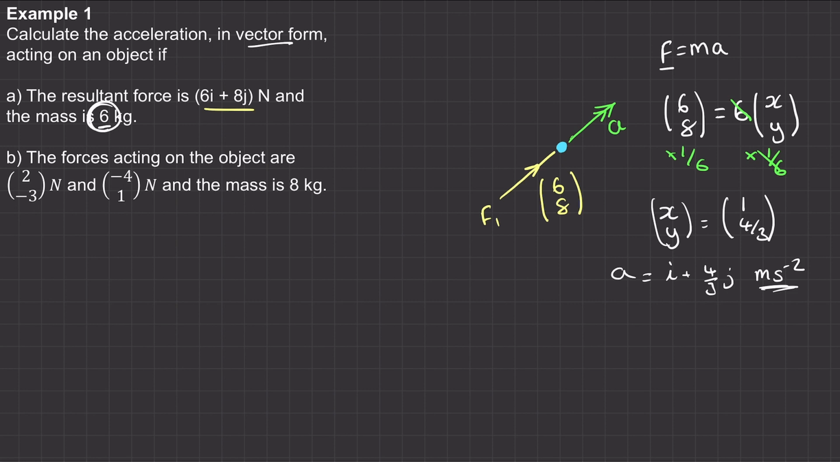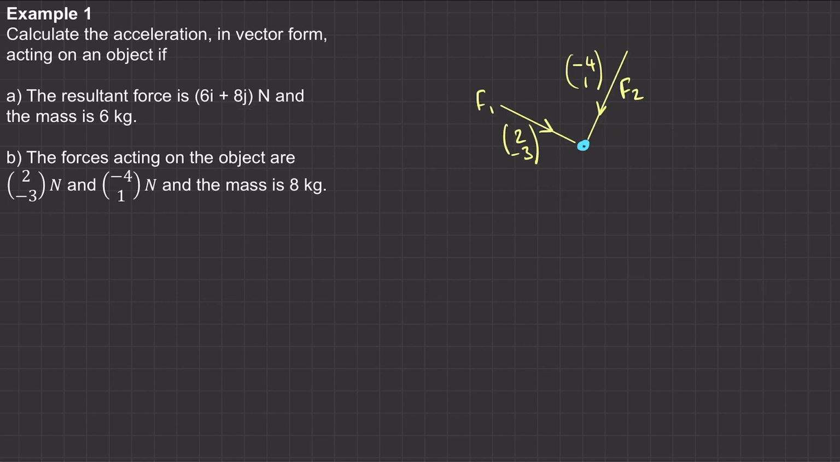Okay? So do you want to try question B, where the forces acting on the object are 2, -3 for force 1, and -4, 1 for force 2, and the mass is 8 kilograms for the object. So you can pause the video, and when you come back, we'll go through the worked solution. Okay, so welcome back if you're ready to go.